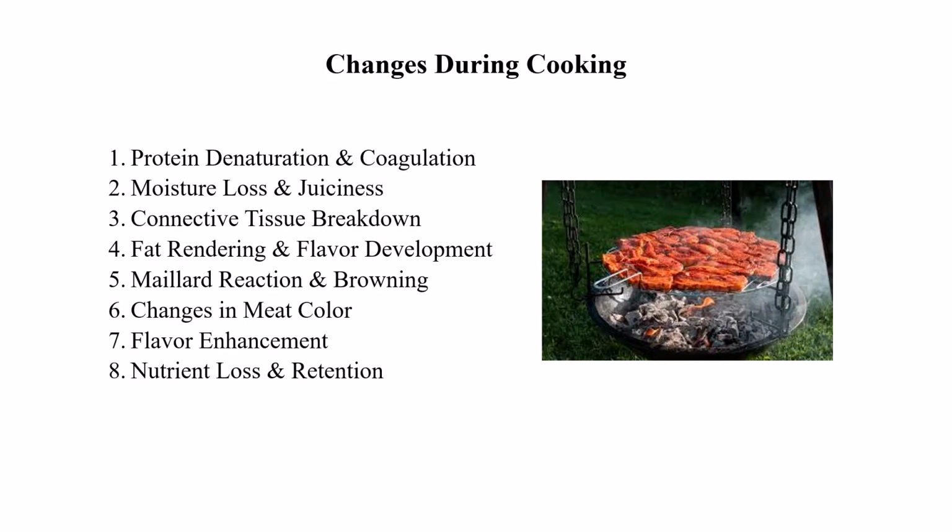These are the list of changes during cooking. Now let's look at the changes meat undergoes during cooking. These include protein denaturation, moisture loss, connective tissue breakdown, fat rendering, the Maillard reaction, changes in color, flavor enhancement, and nutrient retention or loss.